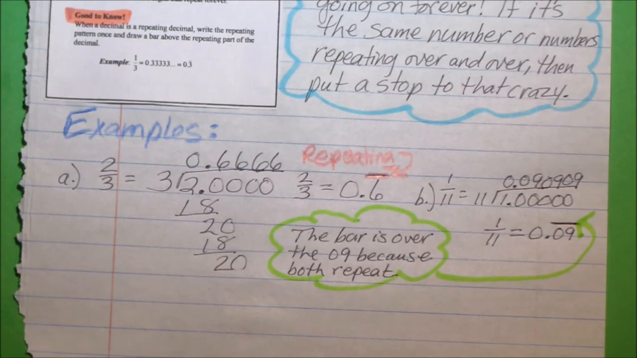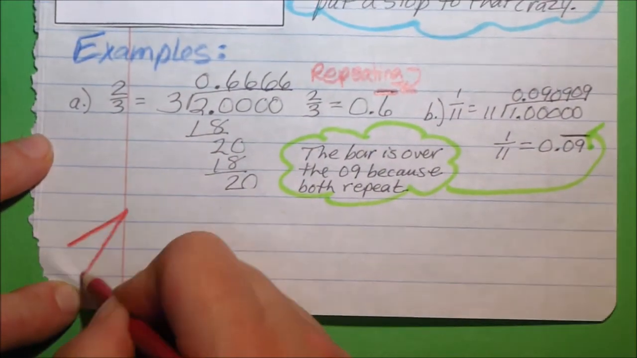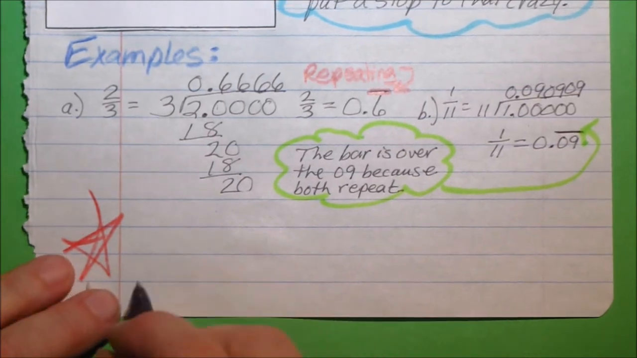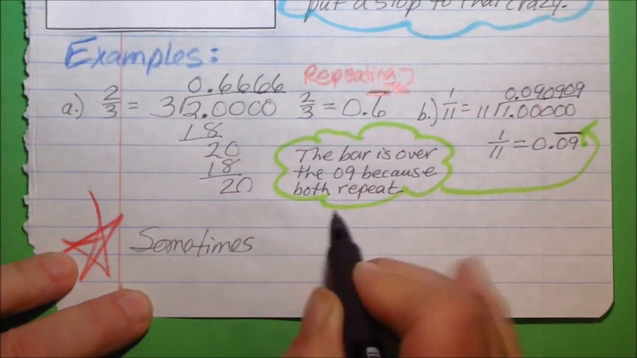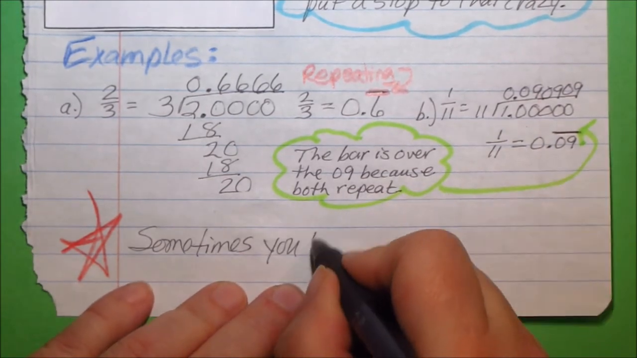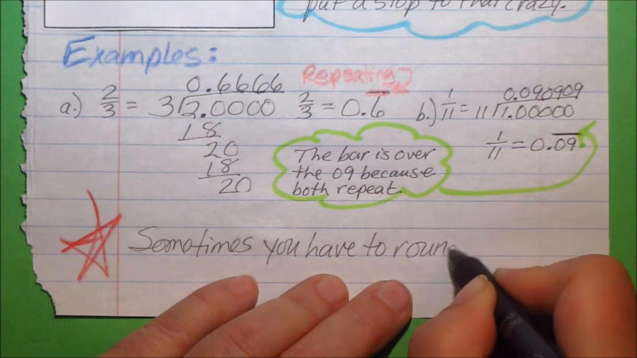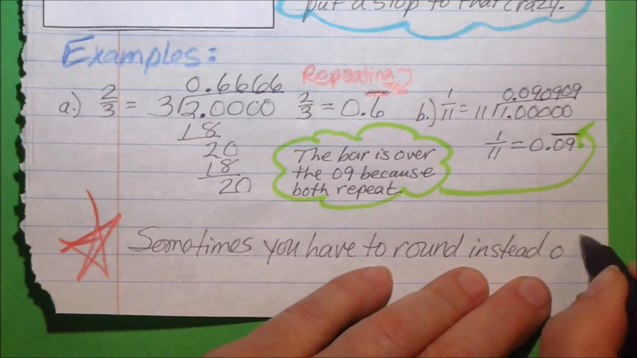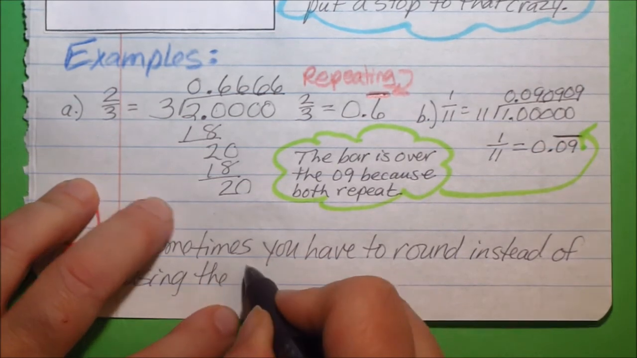Now, the last thing I want to do on the notes here is I'm going to put a big red star here, and we're going to make a note about rounding. All right? So, sometimes you have to round instead of using the bar, the repeating bar.